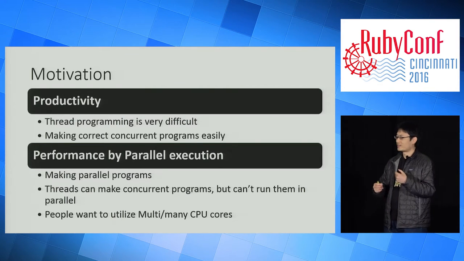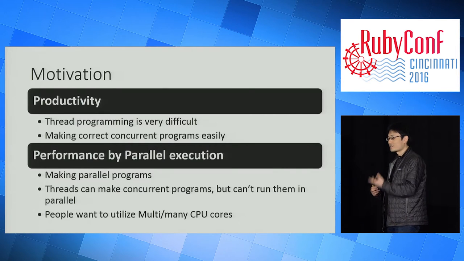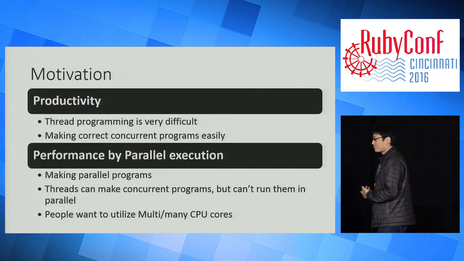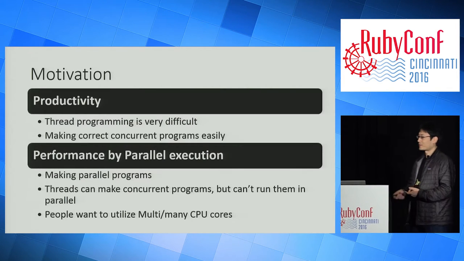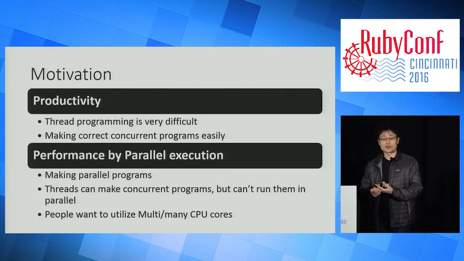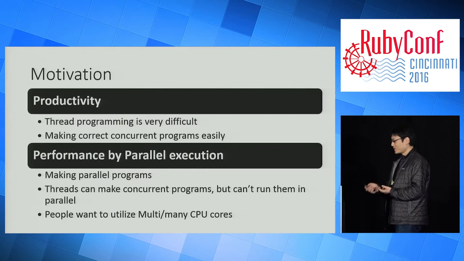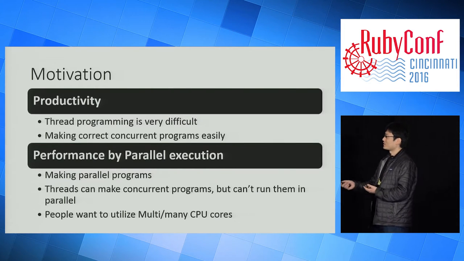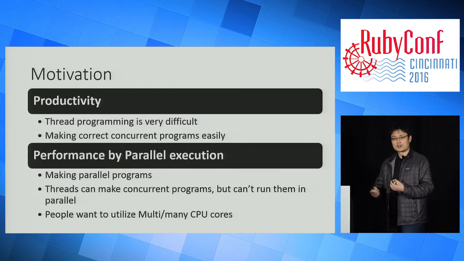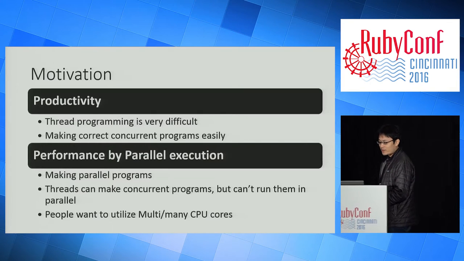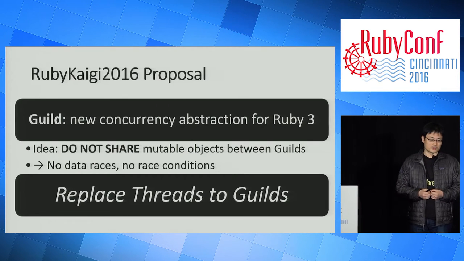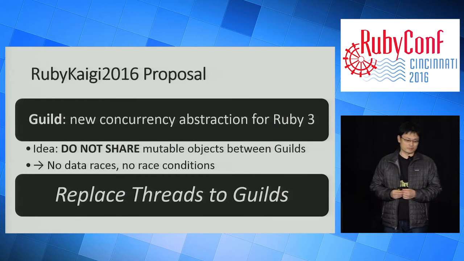However, current MRI doesn't support parallel thread execution. So we want to provide some support for making parallel programs. To achieve these two goals, improving productivity and improving performance by parallel execution, we propose a new abstraction model named Guild for Ruby 3.